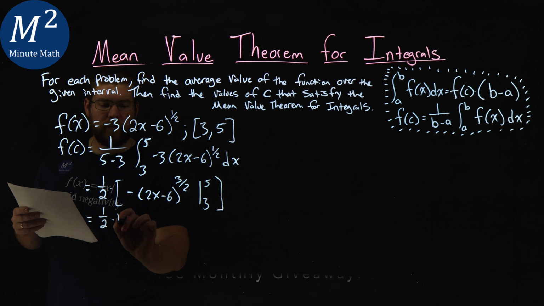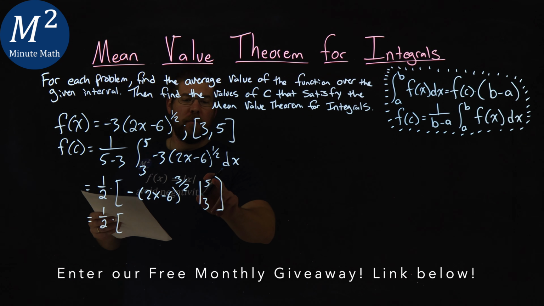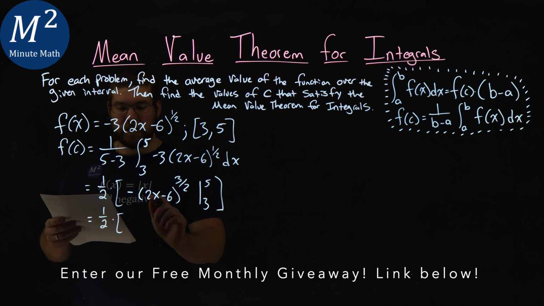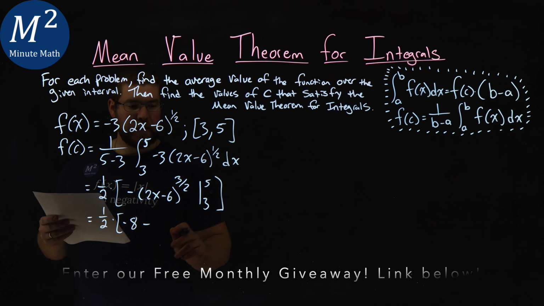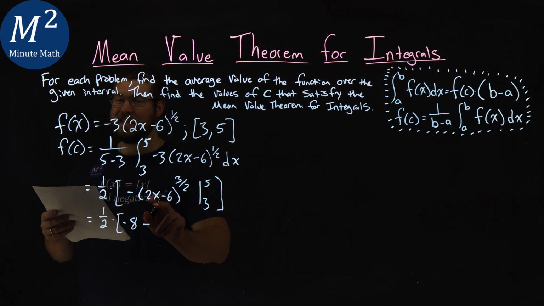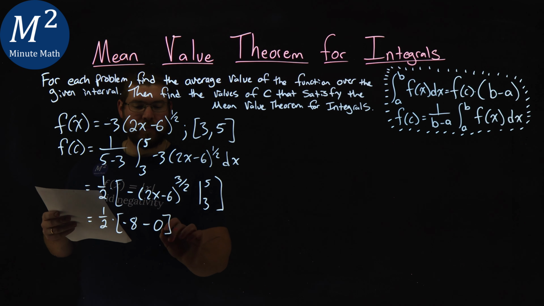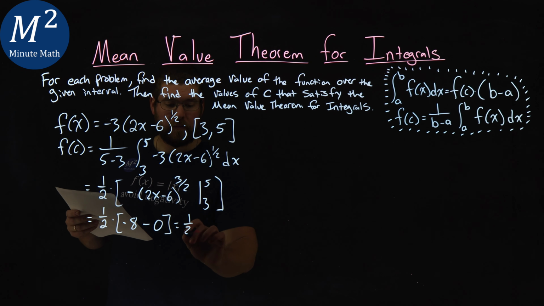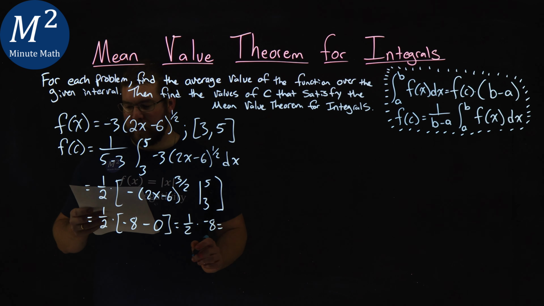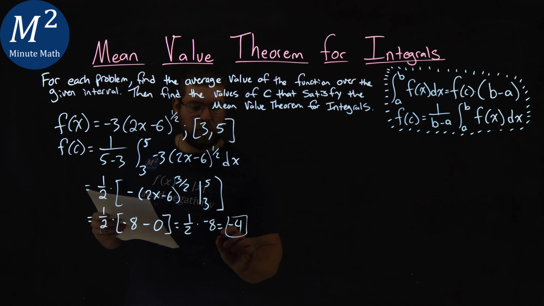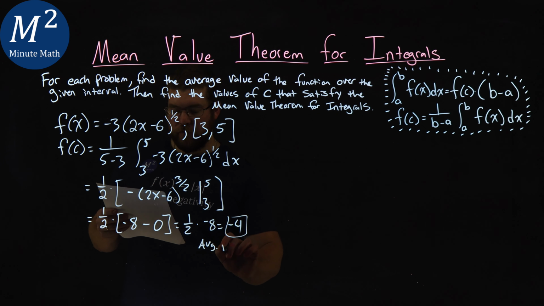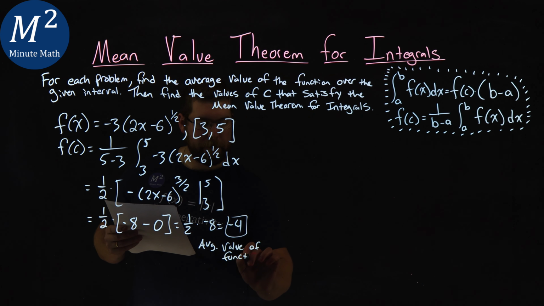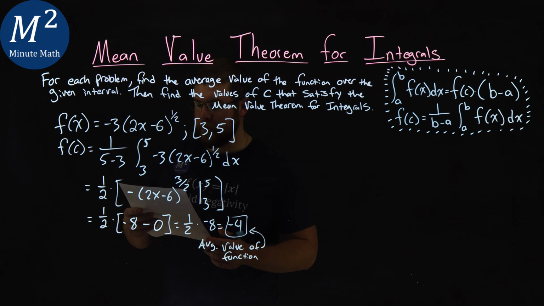Well, 1/2 stays up front, multiply it out here. And we plug 5 in for x first. When I plug 5 in for x and simplify into our function, I got a negative 8. Minus, when we plug 3 into our function and simplify here, I got a 0. Not too bad. From there, 1/2 times a negative 8 is left over, and that comes out to be a negative 4. So negative 4 is the average value of the function, the first part that we need to find.